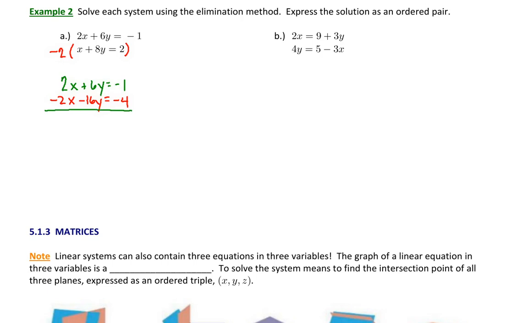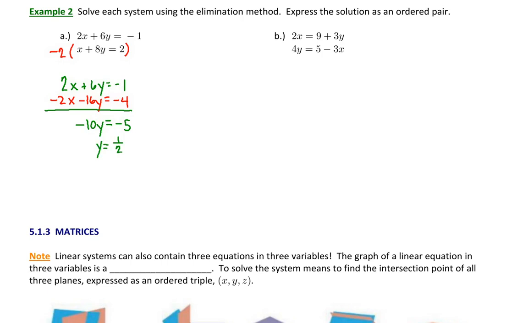So working vertically, notice we have 2x minus 2x. Those have opposite coefficients, therefore they cancel out and leave behind 0x. So we have eliminated one of the variables. Then we'll add the y's together. 6y plus -16y is -10y. And -1 plus -4 is -5. So notice we've achieved the same effect that we did with substitution. We eliminated one of the variables, so now we've arrived at a single equation in a single variable which we can solve. So I'm going to solve for y by dividing both sides by -10. -5 divided by -10 gives us 1/2.